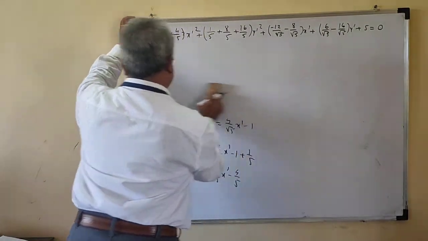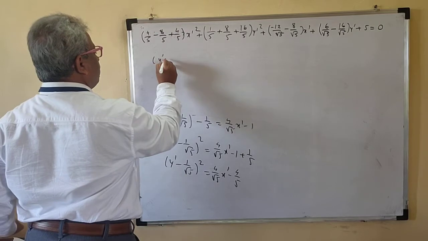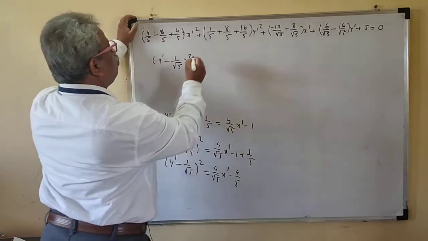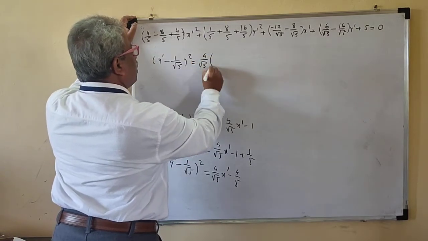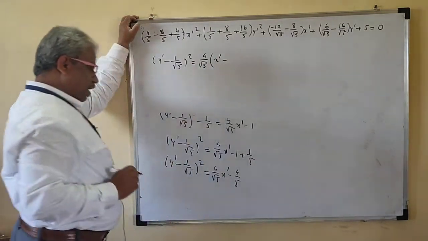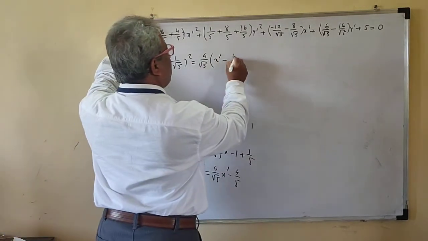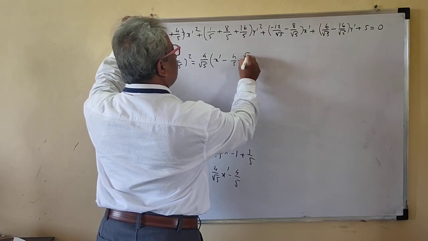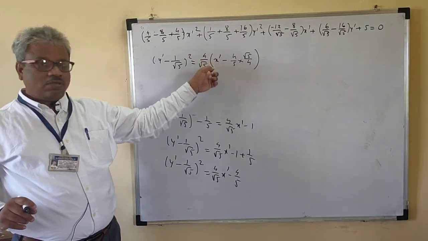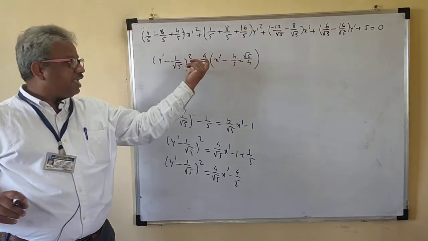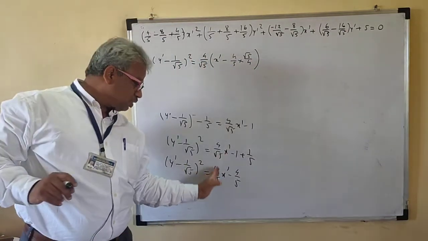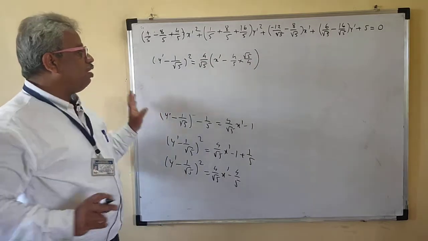See, you got this now. So y prime minus 1 by root 5 square. I will take the 4 by root 5 common. So what we get here? X prime minus, see, this 4 by 5 will be as it is, into root 5 by 4. You have to multiply by the reciprocal of root 5 by 4 to all the terms. You are taking the common 4 by root 5, that means you have to multiply by the reciprocal of this to each of the terms. So root 5 by 4 I have multiplied.